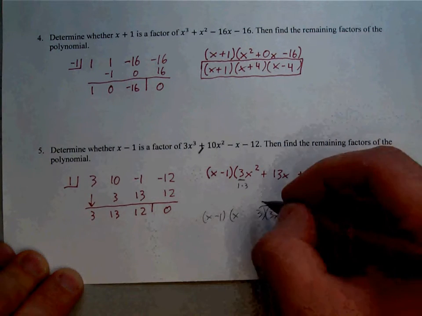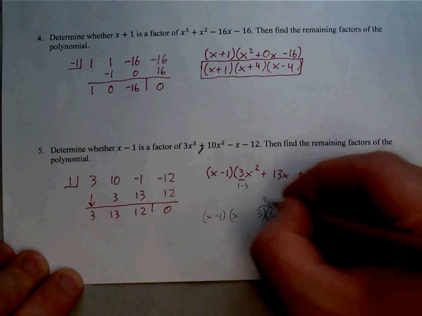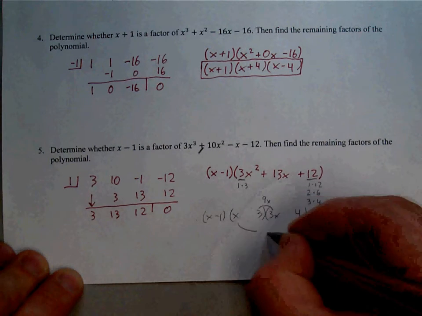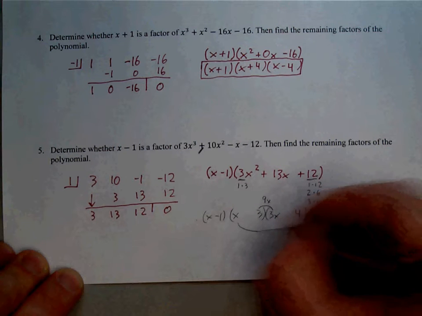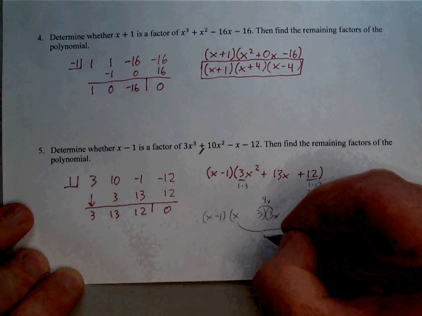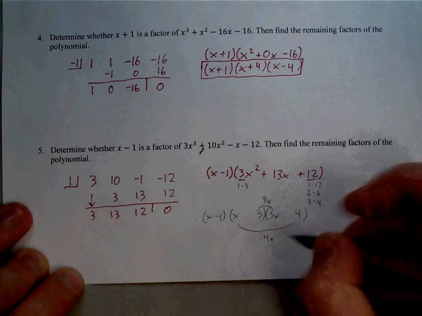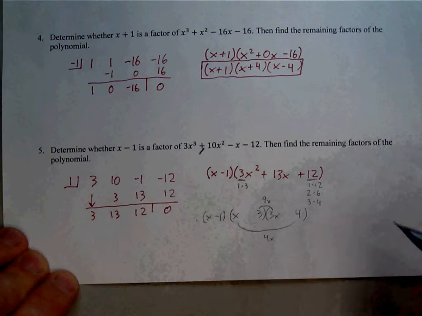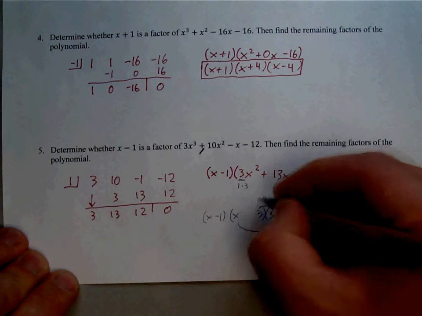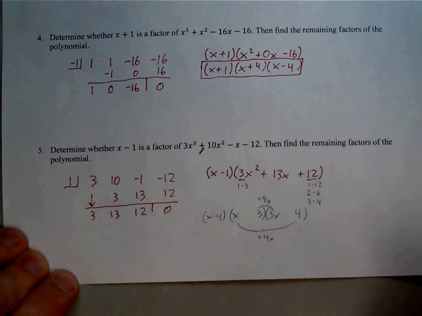Okay, those get multiplied together. 3 times 3x is 9x. Multiply these outside. Whoops. X times 4 is 4x. I'm trying to get those to combine together to make a positive 13. Oh, well, 9 plus 4 is 13. If they're both positives, we get a positive 13.